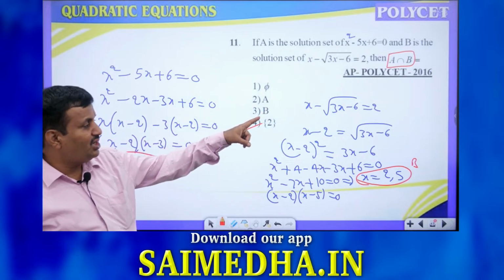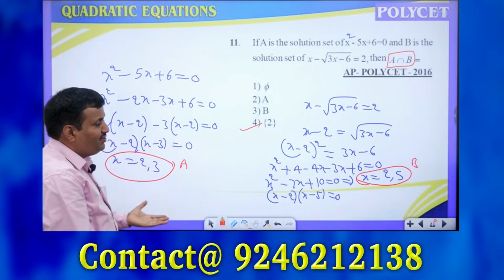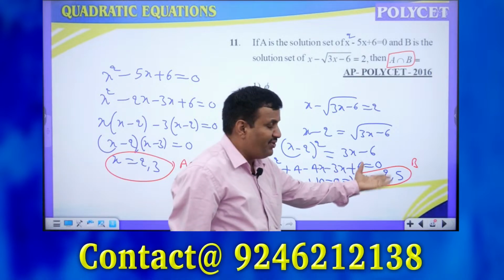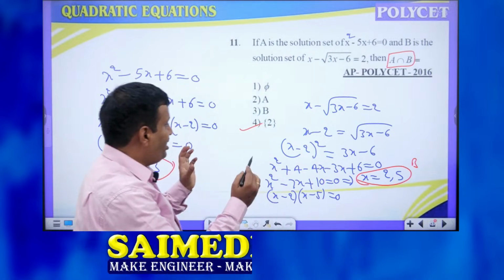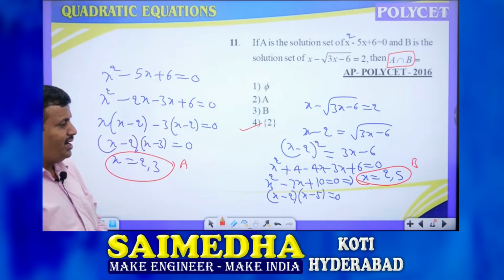A intersection B. A is the set of the roots here for the first equation. B is the set of the roots for the second equation. What is common to these two? 2. Option 4 is the correct answer.